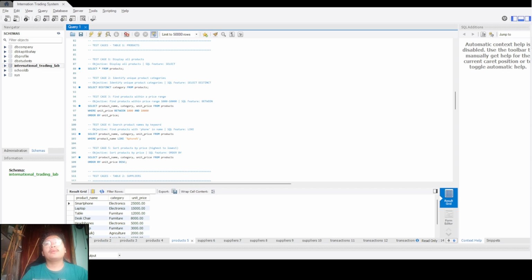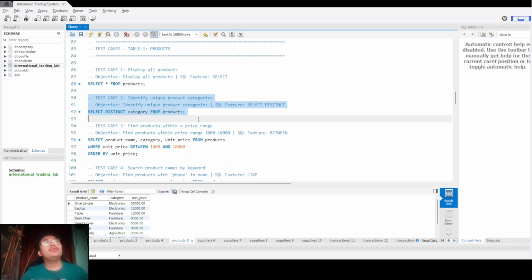So test case 2 is to identify unique product categories. Query: SELECT DISTINCT category FROM products. The word DISTINCT is very important here. Without it, the query will show electronics 4 times, once for each electronics product. With DISTINCT, it only shows electronics once. The result shows only 4 unique values: electronics, furniture, food, and agriculture.